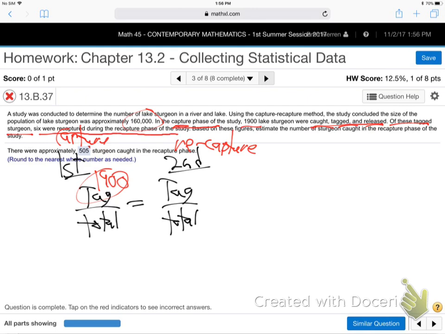Then it says, of these tagged sturgeon, 6 were recaptured. That's right here. Why? Because that's recapture and they're tagged, right? Those all had tags. So that's recapture tag. 6 were recaptured. Okay, now where's the 160,000 go?